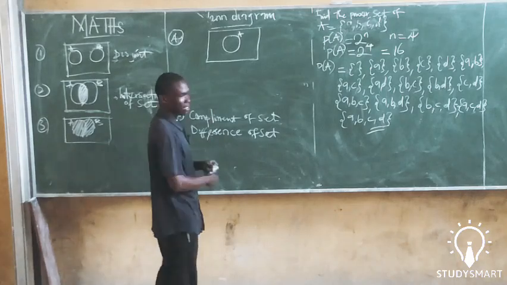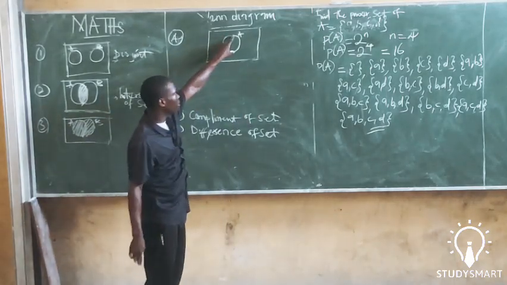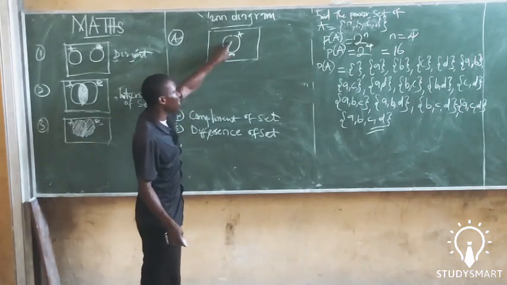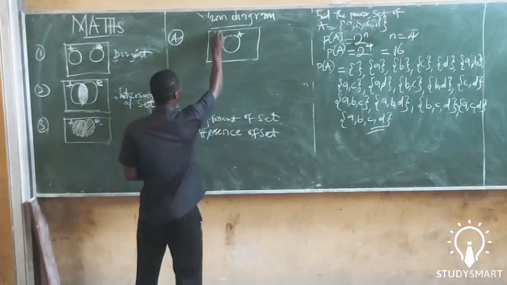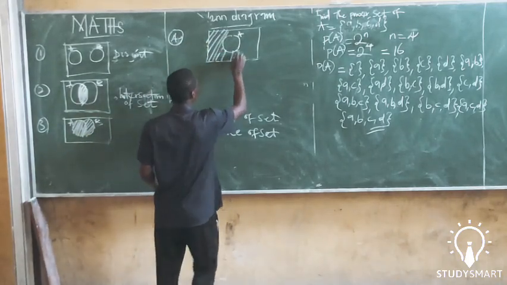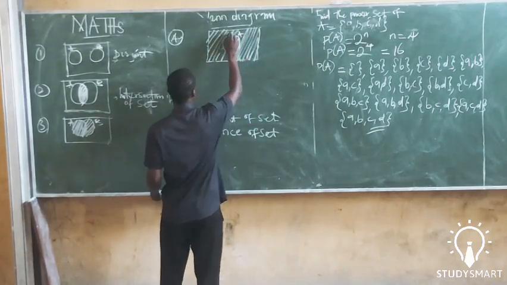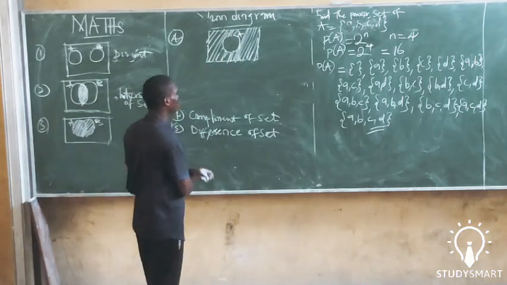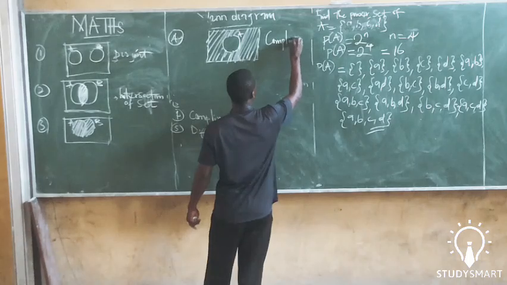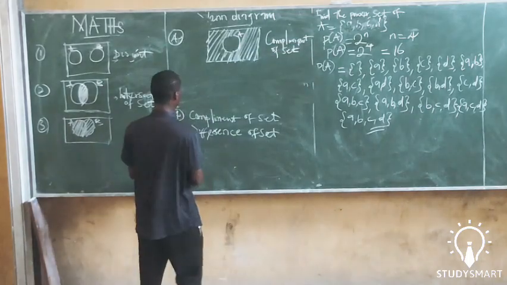So how do I represent that in a Venn diagram? So this is the universal set, and this is the set itself. And no value from this universal set is found in A. So how do I represent that? I'll just come and shade this part without touching the set A, without touching inside of this set A. This becomes our complement of set.